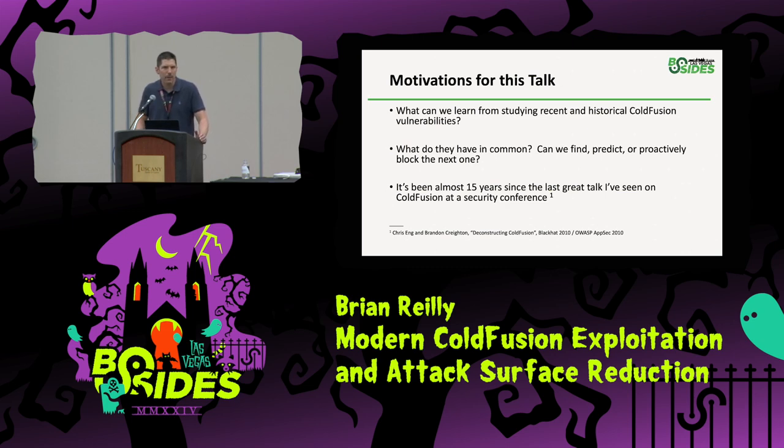Really just to think about, can we look at what's been seen in the past and predict how the next one might be exploited, or where the next one might exist? Or proactively, can we do something to put controls in place and think defensively and break future exploits before the next vulnerability is found?